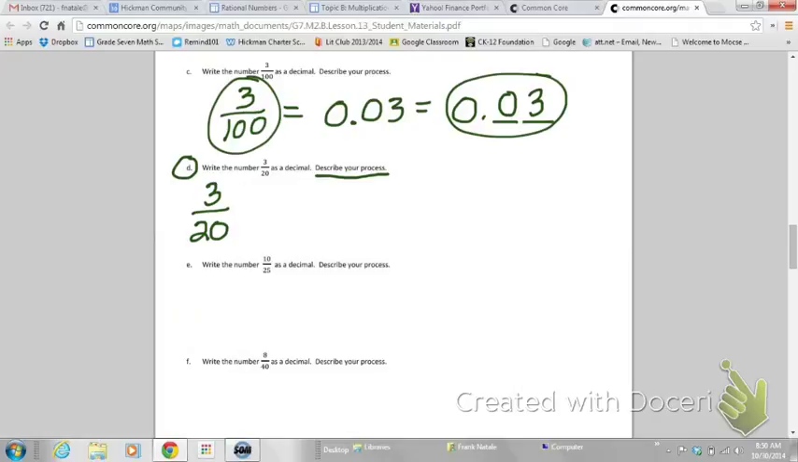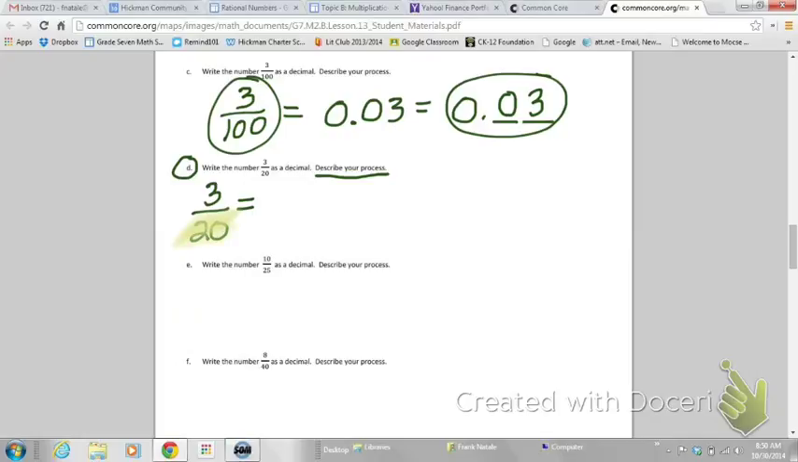Okay, so here's D. Again, write the number 3/20ths as a decimal. So here's the thing. First, we need to look at 3/20ths and look at your denominator. And this is not always going to be the case. You're going to find out that it's not always going to be. This is actually cleaner than some.